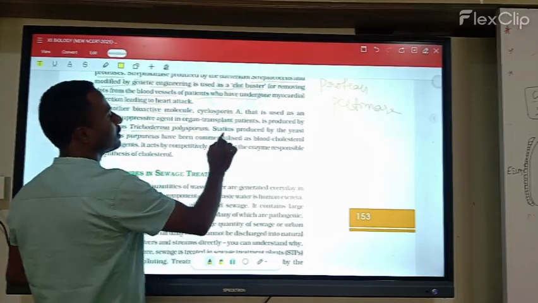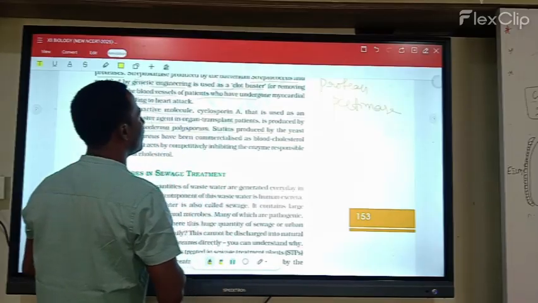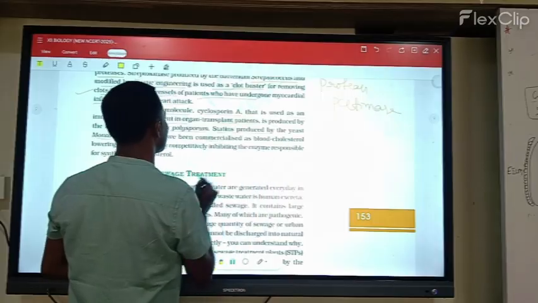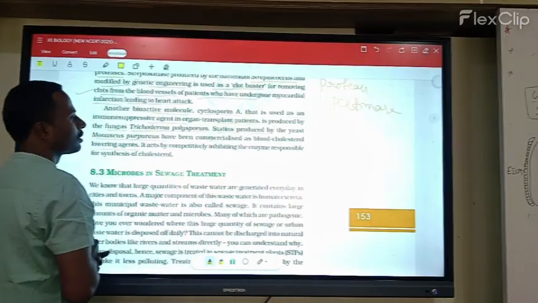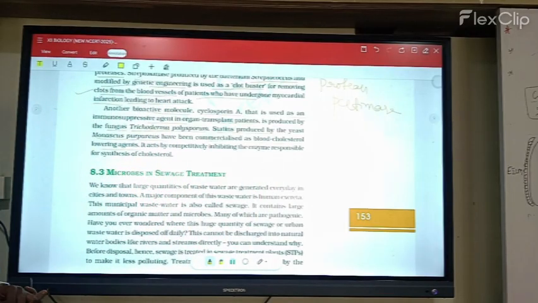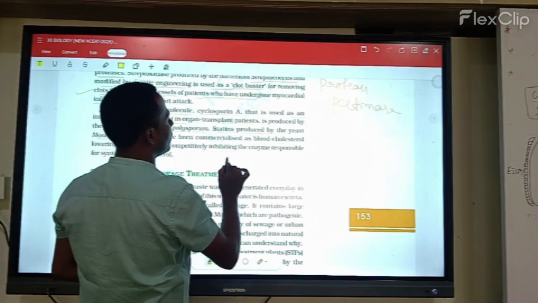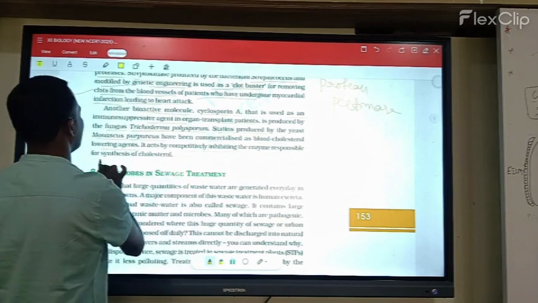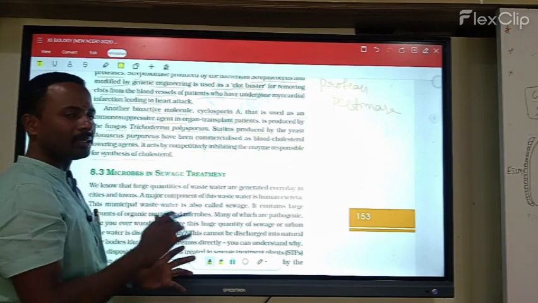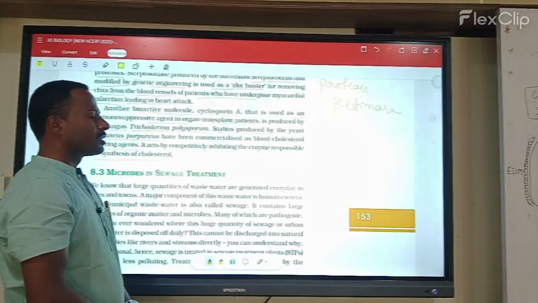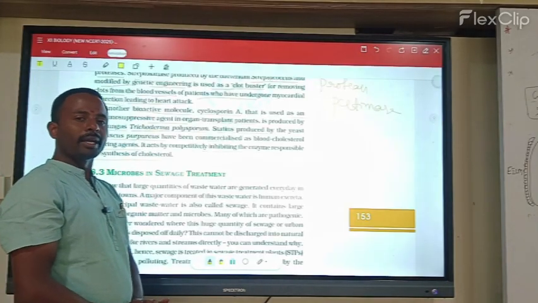Now, statins, produced by the yeast Monascus purpureus, have been commercialized as blood cholesterol lowering agents. They act by competitively inhibiting the enzyme responsible for synthesizing cholesterol, so they are used for cholesterol control. These are the enzymes and bioactive molecules.